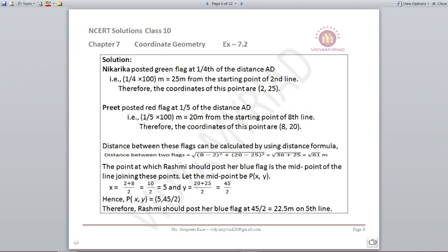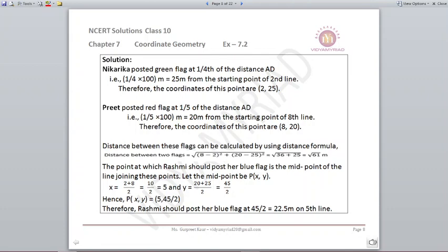Let's talk about Niharika's case. Niharika posted the green flag at 1/4 of the distance of AD. Now what is AD? AD is your 100 meters. So 1/4 of 100 becomes 25 meters from the starting point of the second line. Now what is the second line? The second line, or 2, will be considered as your x coordinate, and 25 will become your y coordinate. So (2, 25) are the coordinates of Niharika.